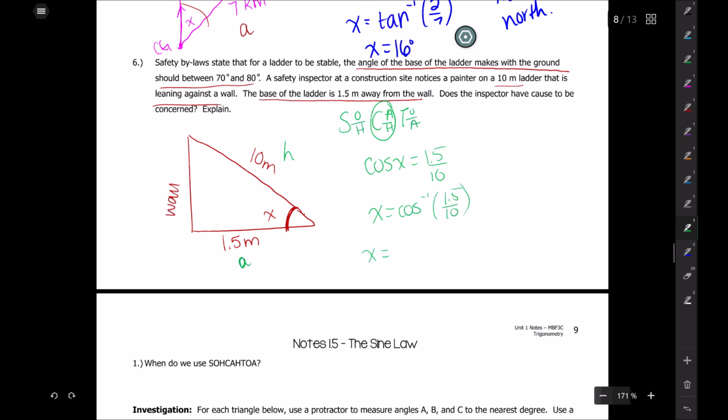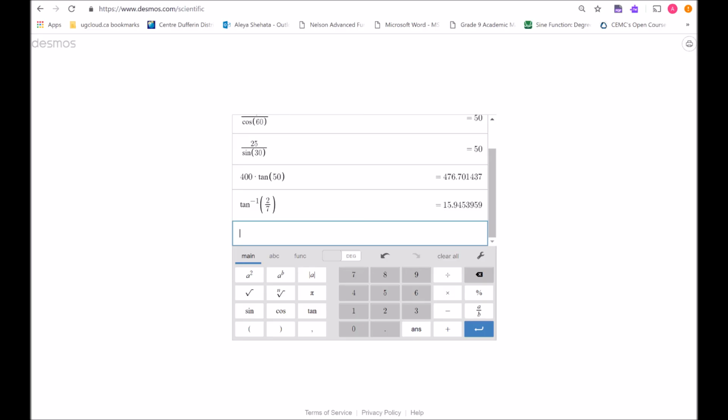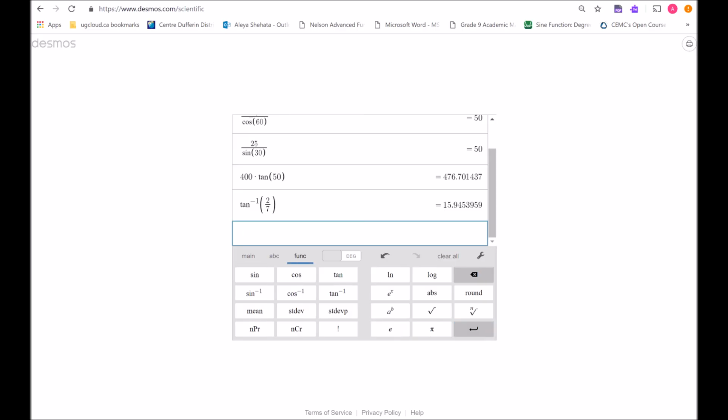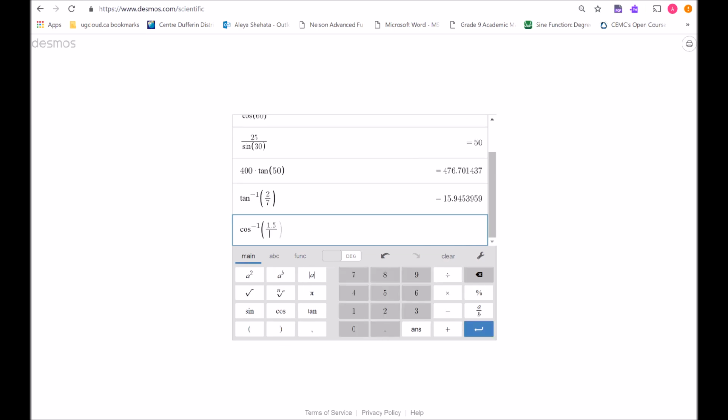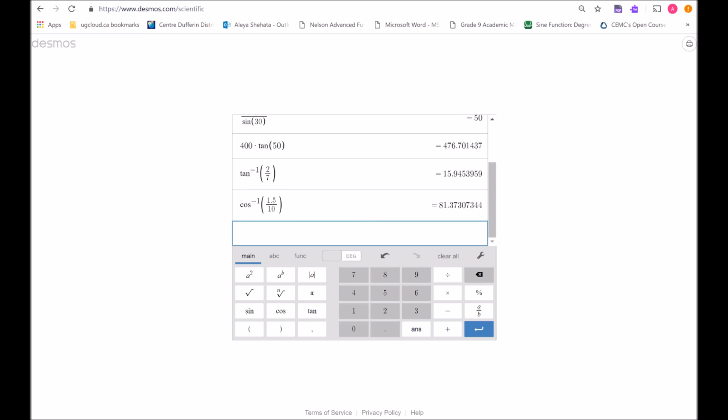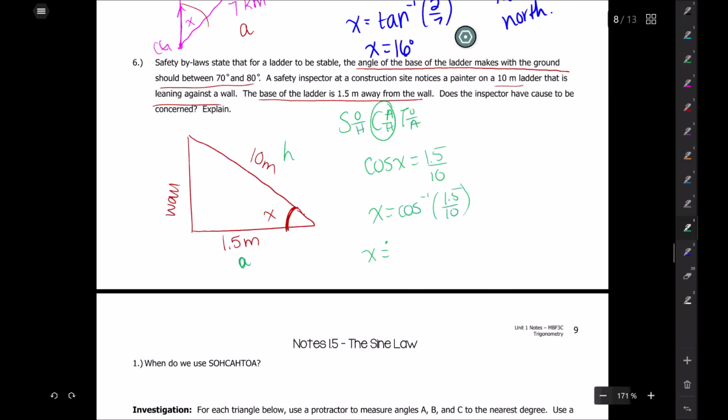So let's figure out how big this angle is going to be. So x is equal to inverse cosine of 1.5 over 10 right here. And we end up getting approximately 81.4. This 3 will bump up to a 4 because of that 7. So we know that this is going to be 81.4 degrees. But it's only allowed to be between 70 and 80 degrees. So this angle is too large. So does the inspector have cause to be concerned?